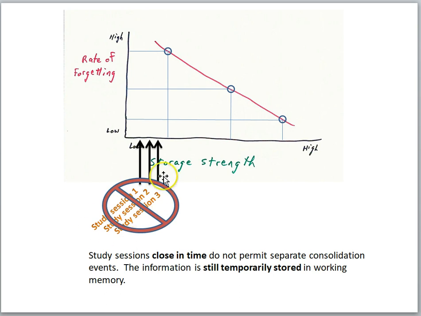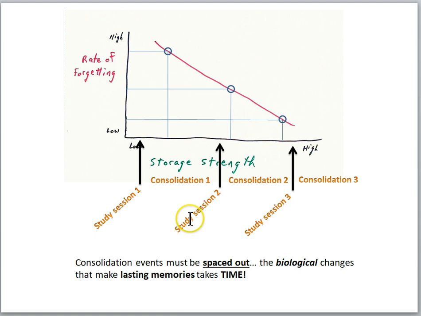See, so we don't want to have back-to-back study sessions like this because consolidation is a biological process that takes time, which means we have to allow the brain time for consolidation. Well, that means we have to space out our study sessions. By spacing out the study sessions, after study session 1, the brain has time enough to do the full biological process of consolidation. We get the increase in storage strength, and then later, study session number 2 can repeat that process. We can enjoy another round of consolidation. So we have to space out the study sessions because consolidation is a biological process that takes time.